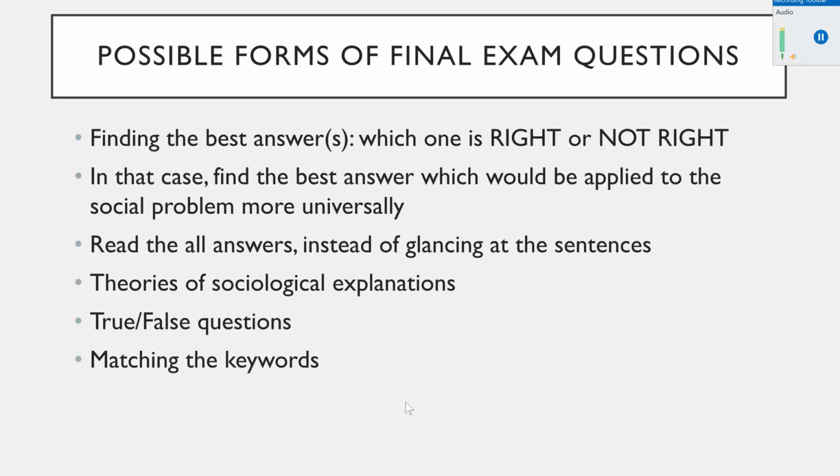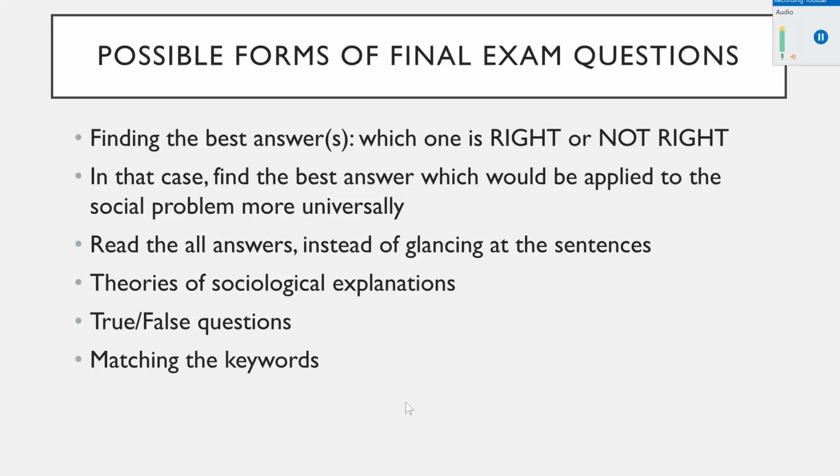Now, possible forms of the final exam. I will take a very similar format to the exam or the questions in the quiz: finding the right or wrong answers, and finding the best answers. Maybe a good strategy is to read all the answers carefully, because in some sentences the earlier part is right but the later part is not. So take enough time, because I gave a very long time, like 100 minutes. Read the questions and the possible answers very carefully, and then compare to see what the best answer is.